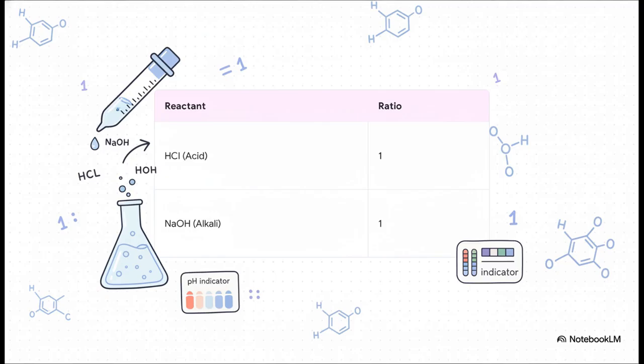You get this from the balanced symbol equation for the reaction. In this case, it's super simple. 1 HCl reacts with 1 NaOH. That means the ratio is 1 to 1. For every 1 mole of sodium hydroxide, we need exactly 1 mole of hydrochloric acid to neutralize it. So if we used 0.0025 moles of NaOH, well, then we must have had exactly 0.0025 moles of HCl in our flask. See? Easy.